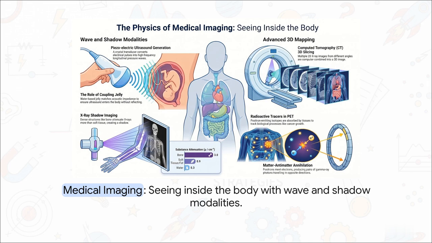Bone has a tightly packed crystal structure, right? It's incredibly dense, which means it highly attenuates or absorbs the X-ray photons. Soft tissue, on the other hand, is much less dense, allowing way more X-rays to pass right through. That difference in microscopic density is exactly what creates the macroscopic shadow you see on the film.